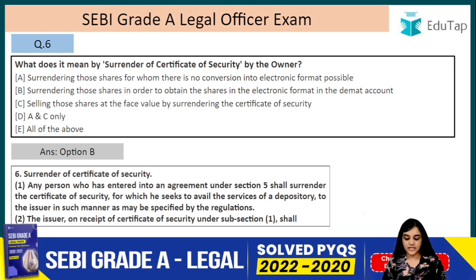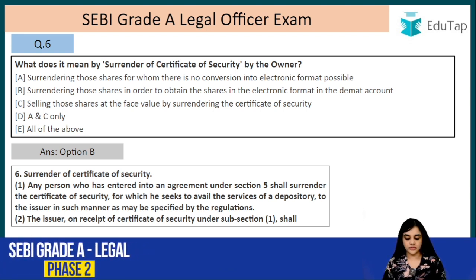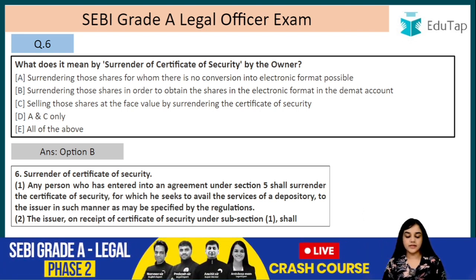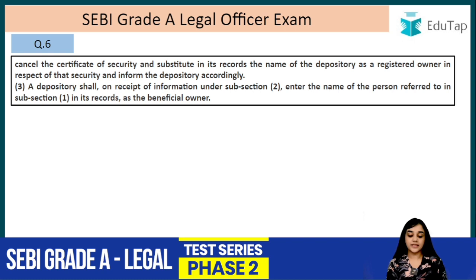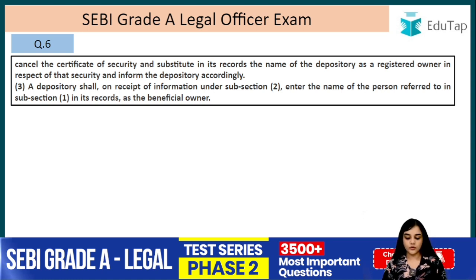Let's read this. Any person who has entered into an agreement under section 5 shall surrender the certificate of security for which he seeks to avail the services of a depository to the issuer in such manner as may be prescribed by the regulations. The issuer, on the receipt of the certificate of the security under subsection 1, shall cancel the certificate of security. He is going to cancel it, and then he is going to substitute in its record the name of the depository as the registered owner in respect of the security and inform the depository accordingly.